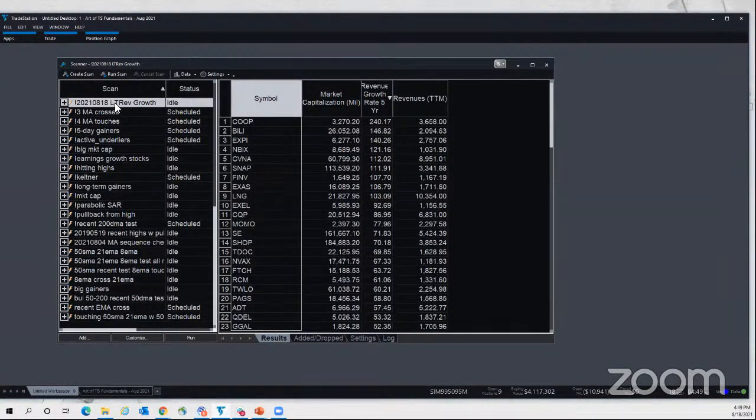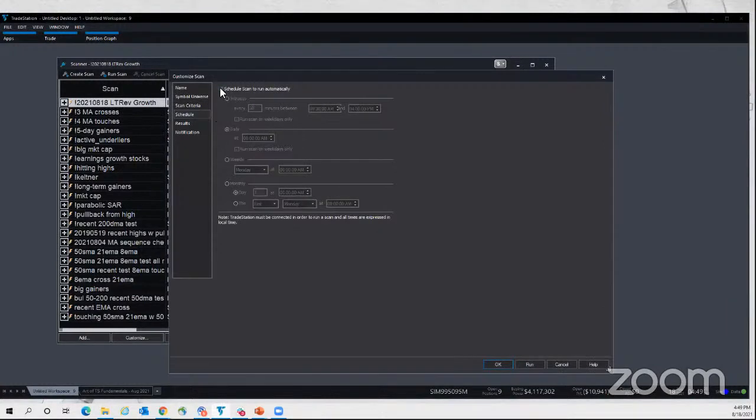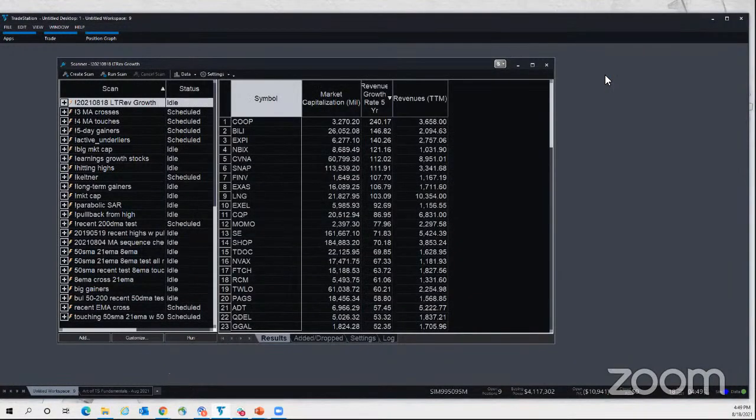One of the nice things about this is you can double click on it, then go to schedule and schedule it to run automatically. In this case, I don't think this one is worth scheduling because when you're looking at 5-year revenue growth, that number is not going to change very often. But some of the other ones could be worth repeating more. So now let's create a second scan.